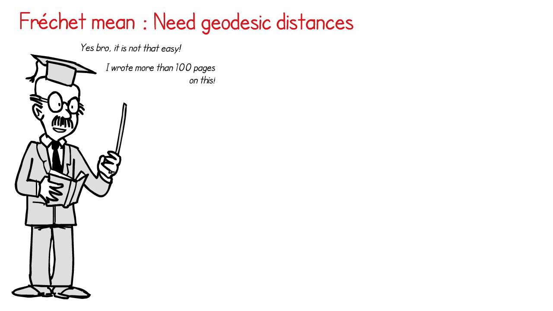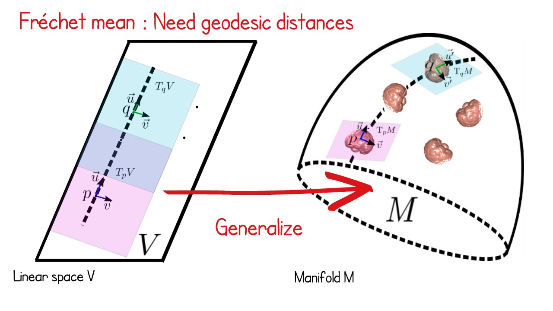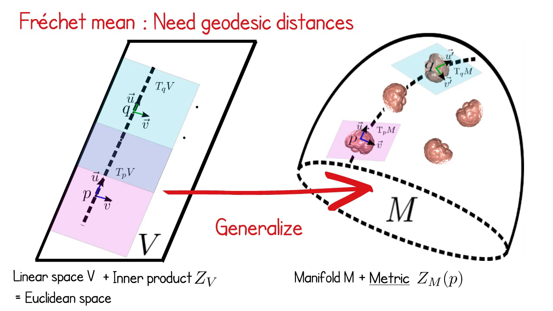And for that, you need a new tool on the manifold, a metric. To understand the metric, let's generalize from the linear space to the manifold. On the linear space V, you can define an inner product. You get a Euclidean space. On the manifold M, you can also define an inner product called a metric. But remember that tangent spaces at different points are different, so the metric depends on the point P. You get a Riemannian manifold.